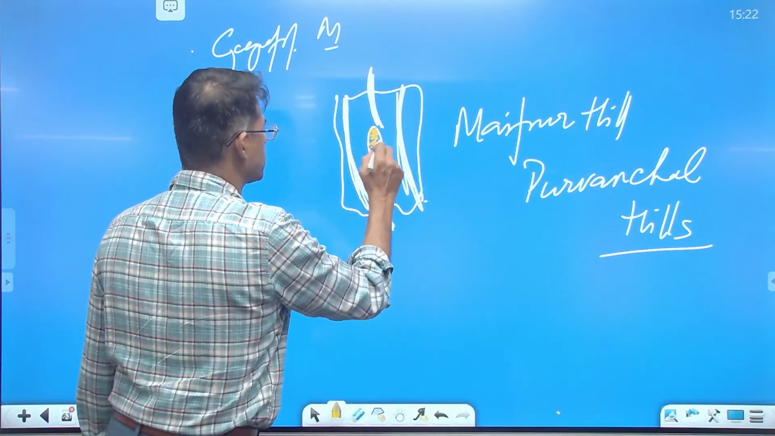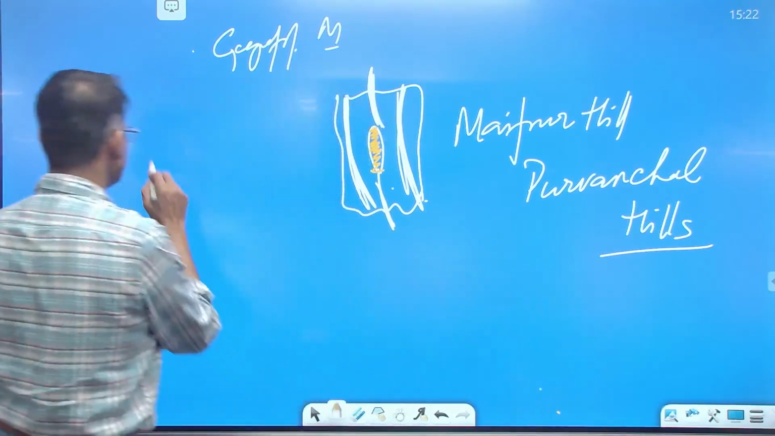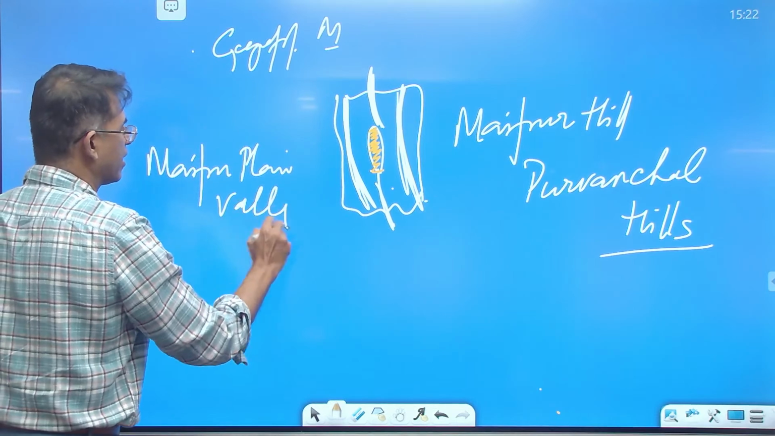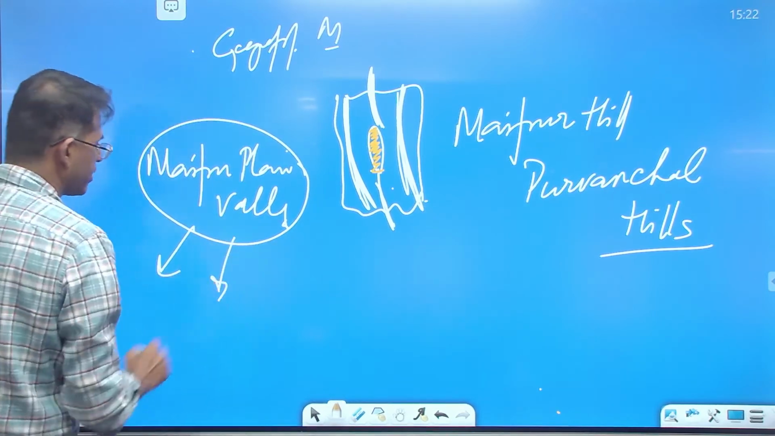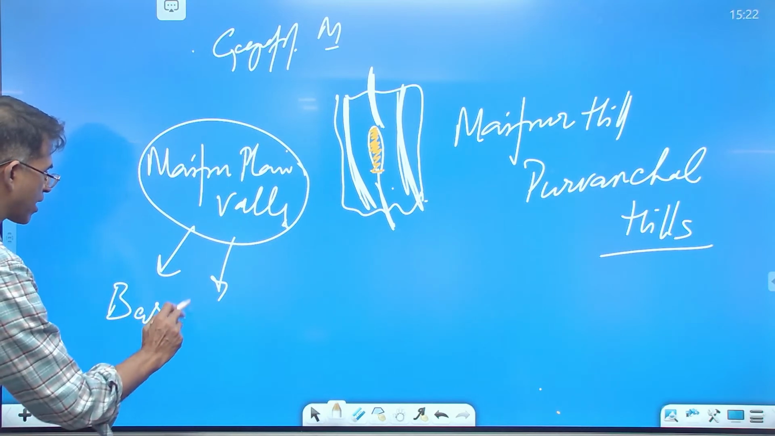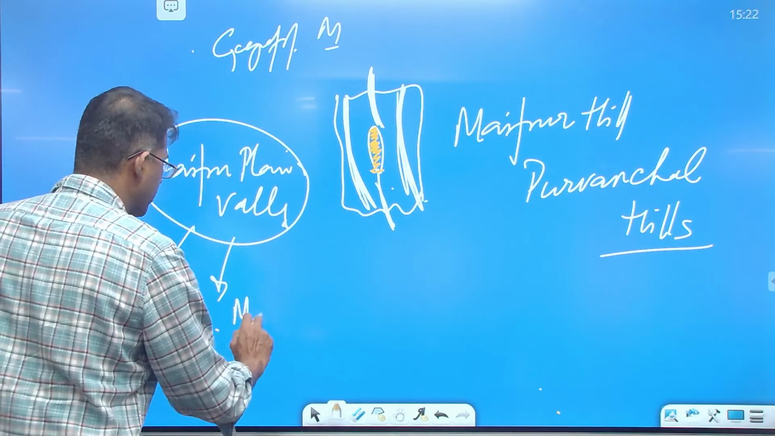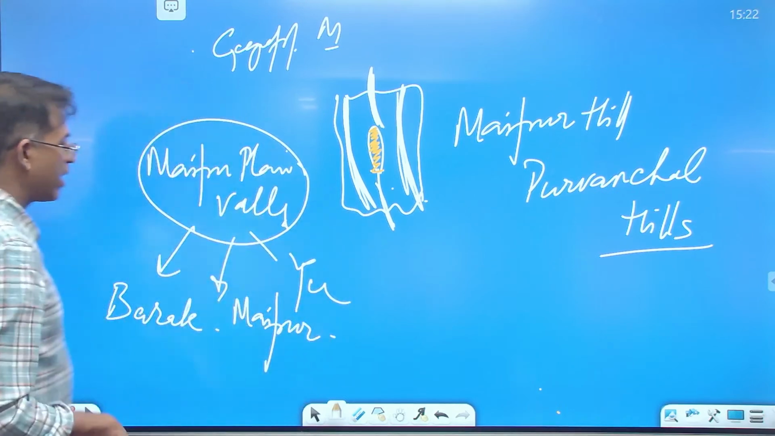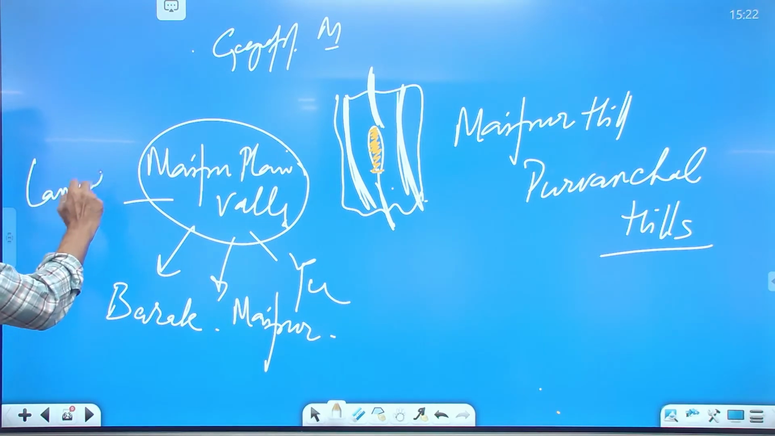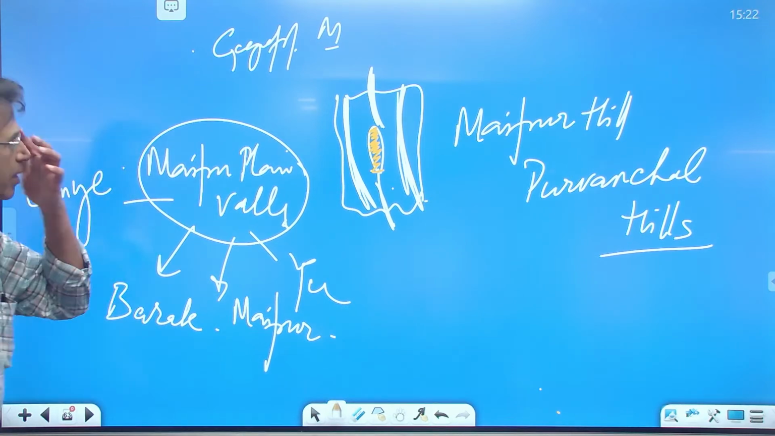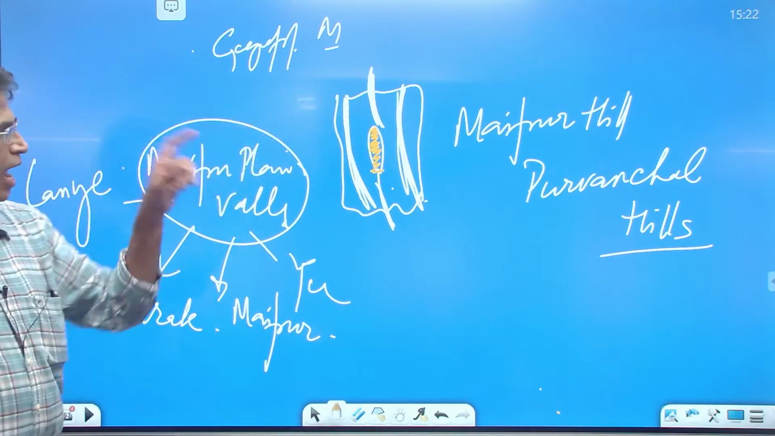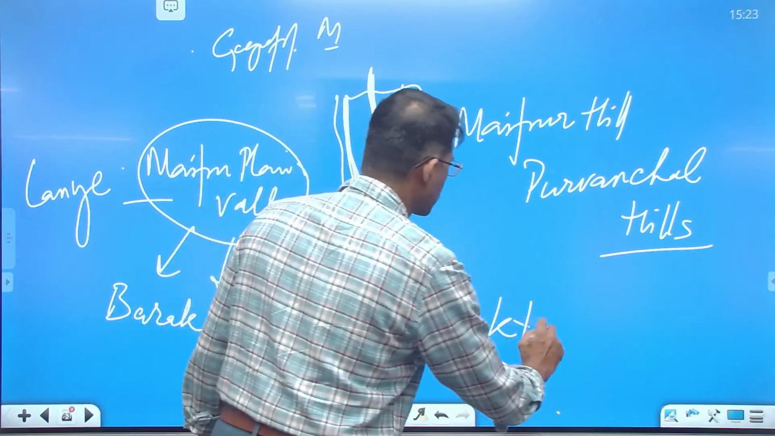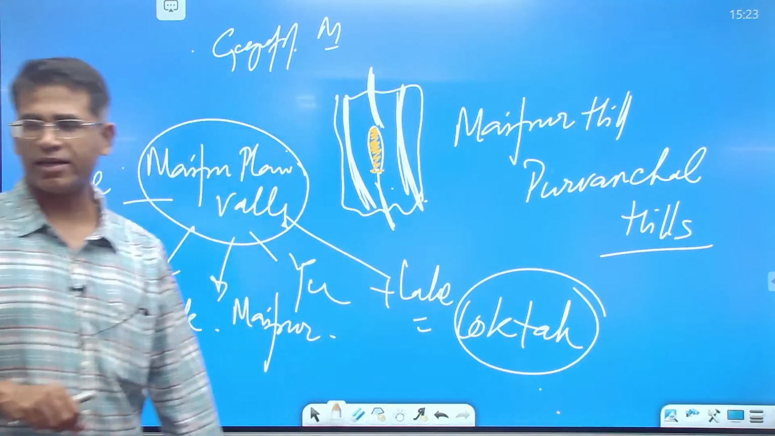This is the Manipur plains. This is the Manipur Valley. In this plain valley, you must remember, this is the valley of the river Barak. This is the valley of the river Manipur. Here there is another river, the river Yu, and a river called the Langye River. So these rivers are converging here. And this Manipur plain also has a lake called Loktak Lake. It's a freshwater lake, Loktak Lake.